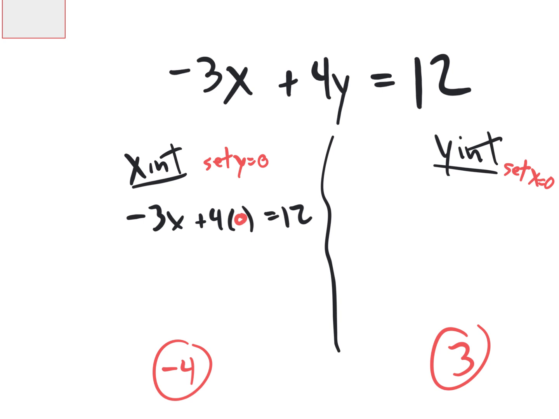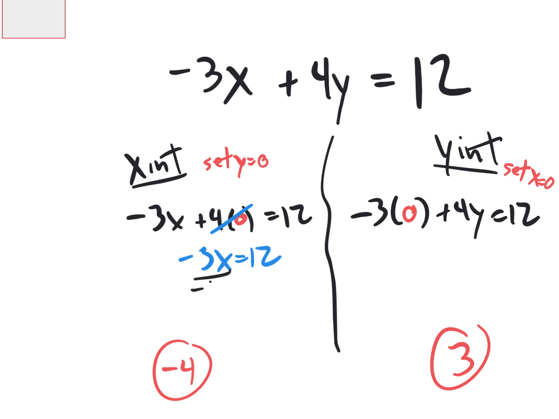And same thing for the y-intercept, set x equal to 0. So you rewrite it, but instead of x, you put 0. So -3 times 0, and then plus 4y equals 12, okay? And then you solve both of them. So you're going to get -3x equals 12. Then you divide by -3, divide by -3. And you get x equals -4, what we already had before, right?